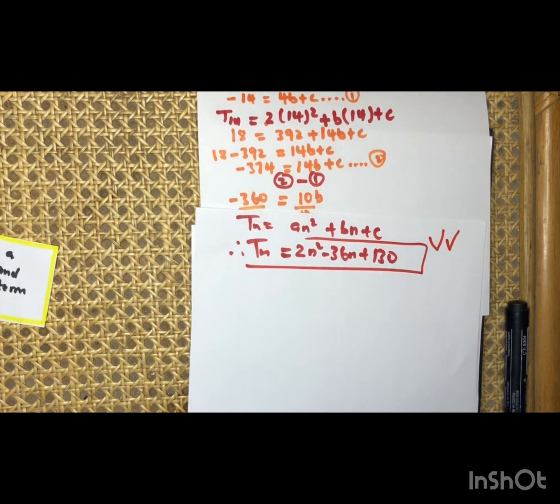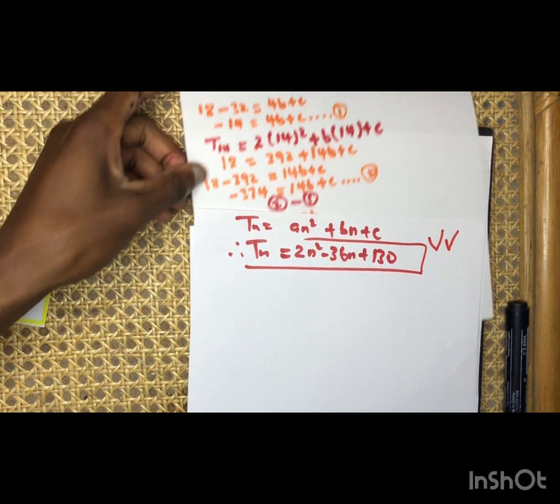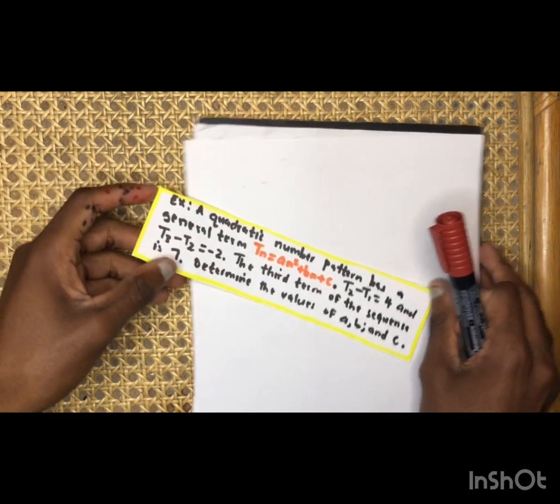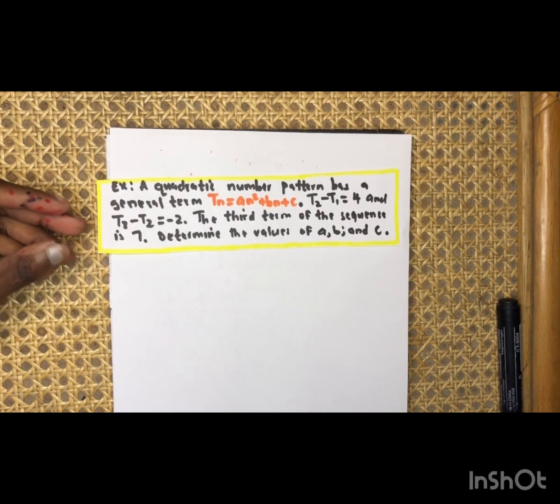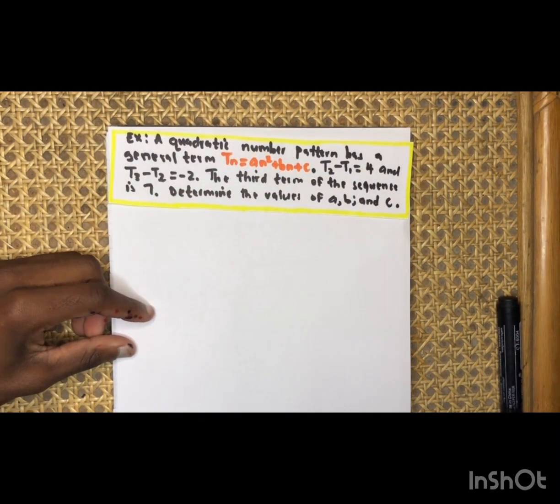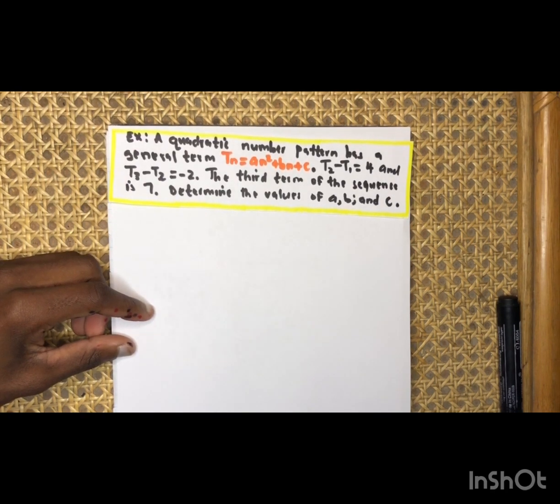So are we together? That was easy, guys. Just master the strategy, how to do it, then you will be sorted. So I hope that you are good. Let's do this one. This is the last question that we have, guys, for quadratic number pattern. Then we move to the next ones.